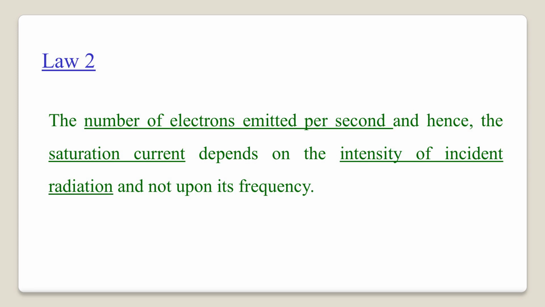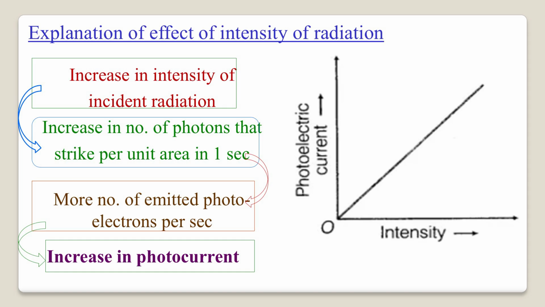Now, come to law 2. The number of electrons emitted per second and hence the saturation current depends on the intensity of incident radiation and not upon its frequency. What do we mean by that? If we increase the intensity of incident radiation, there will be an increase in the number of photons that strike per unit area in 1 second, and the greater the number of photons striking per unit area, the more photoelectrons will be emitted per second and there will be an increase in photocurrent.